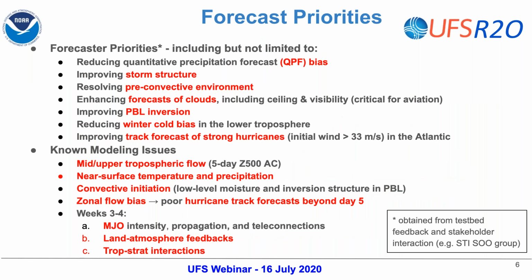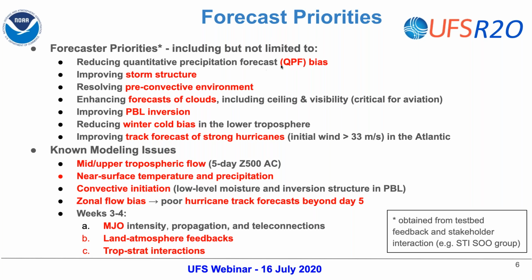So how did we conceive of what's in this proposal and how the R2O project should proceed? So first, we started looking at what are the forecaster priorities. And these were gathered from testbed feedback, from stakeholder interactions, in particular, the Weather Service Office of Science and Technology Integration has a group of science and operations officers that work within the weather forecast offices in operations, and they provide a sort of a wish list of things that they consider to be priorities for forecasting. And you see the list there.